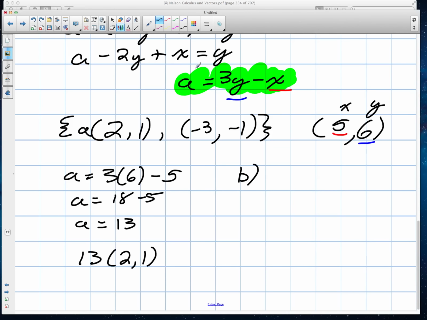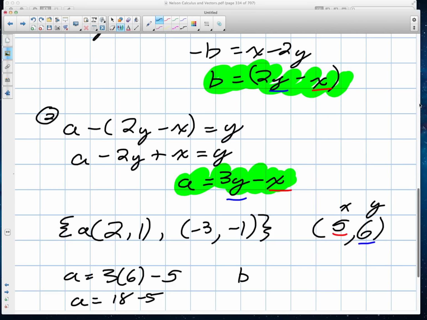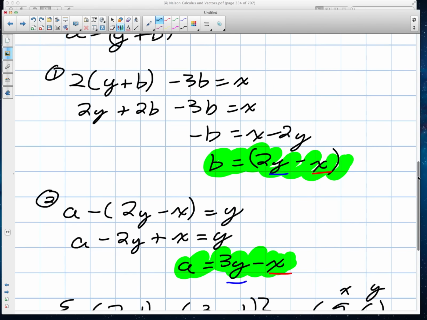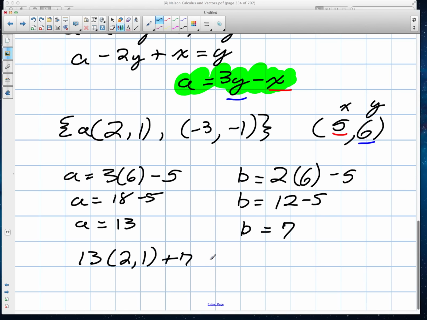The equation for b is 2y minus x. So 2, y is the number 6, minus x again is 5. We get 12 minus 5 is equal to b. b is equal to 7. So plus 7, -3, -1 will give us this component vector of 5, 6. So no matter what the number was, once we found that equation, we were able to find scalars of it.